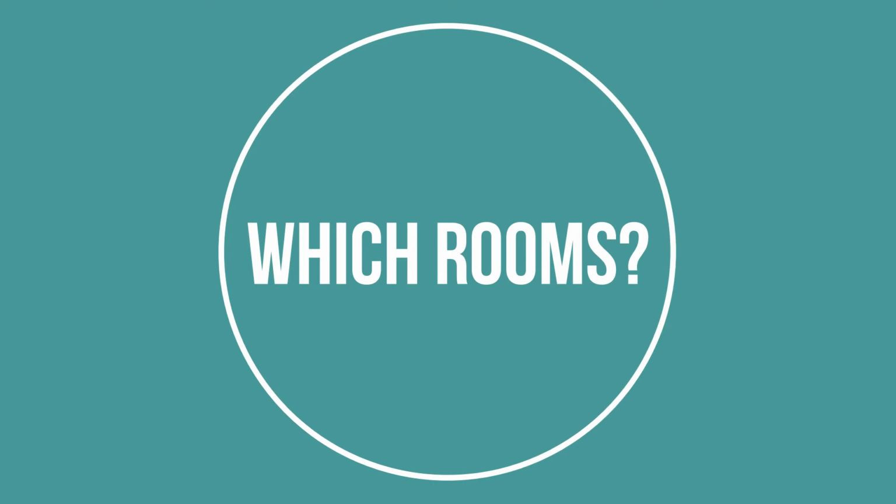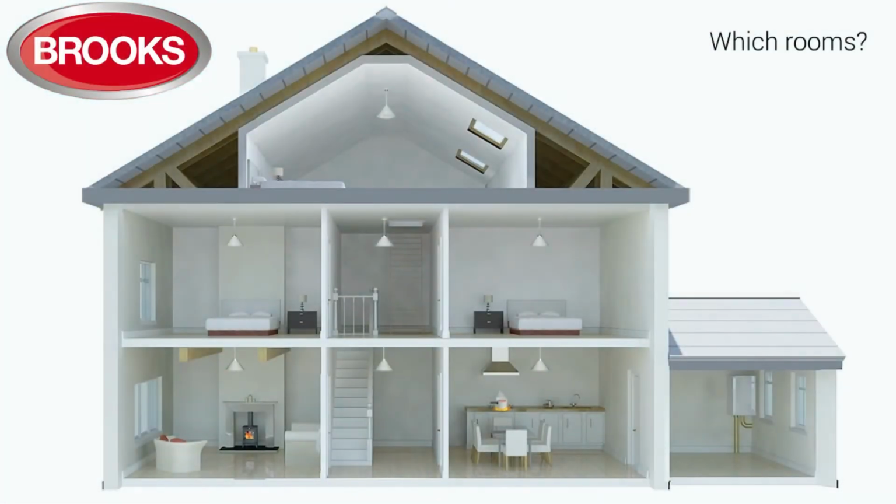Which rooms? Ideally, carbon monoxide alarms should be installed in every room containing a fuel-burning appliance. If it is not feasible to fit an alarm in every room with an appliance, priority should be given to rooms with flueless or open flued appliances and rooms of high occupancy, for example living rooms and bedrooms.